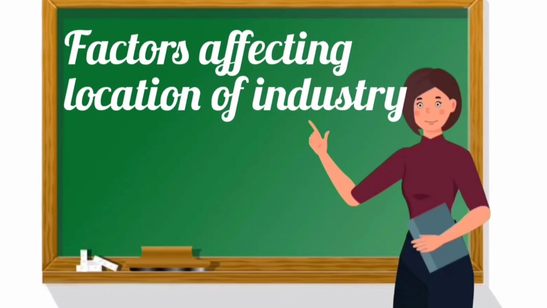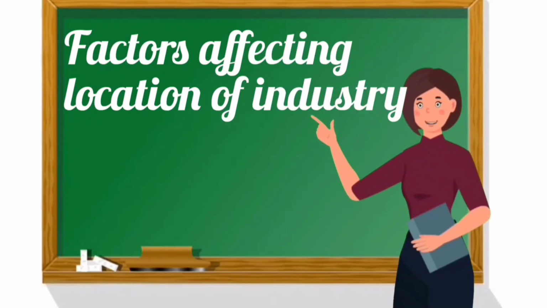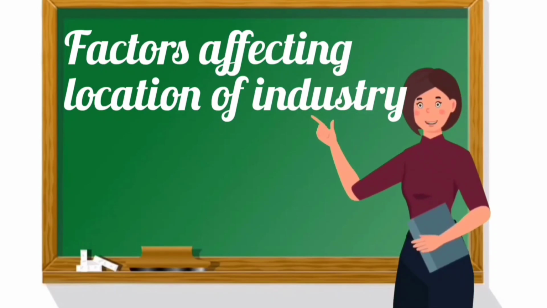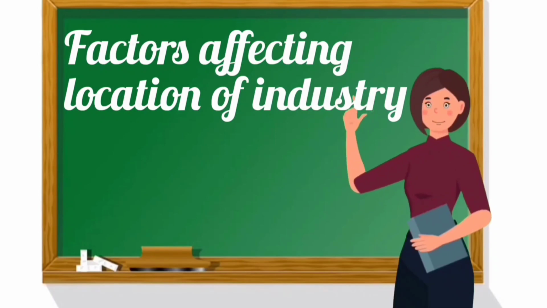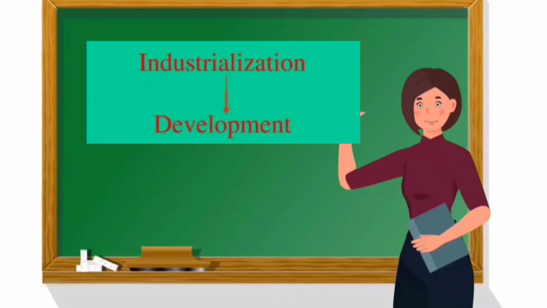The factors affecting the location of industry are the availability of raw material, land, water, labor, power, capital, transport and market. Industries are suitable where some or all of these factors are easily available. Sometimes the government provides incentives like subsidized power, lower transport cost and other infrastructure so that industry may be located in backward areas. Industrialization often leads to development and growth of towns and cities.